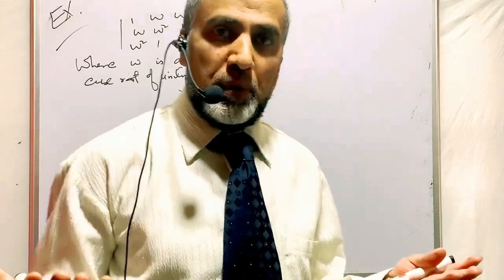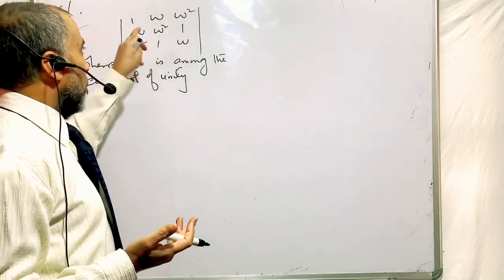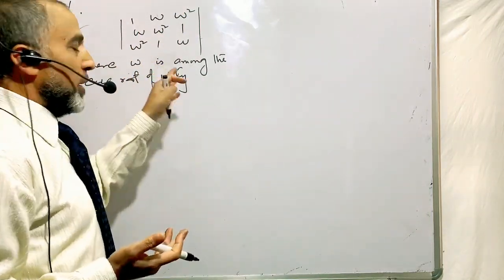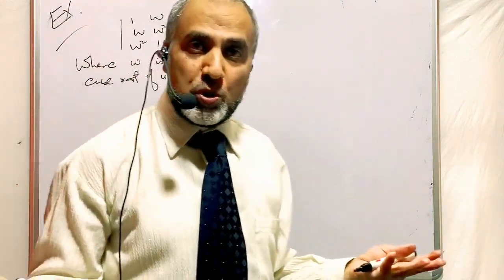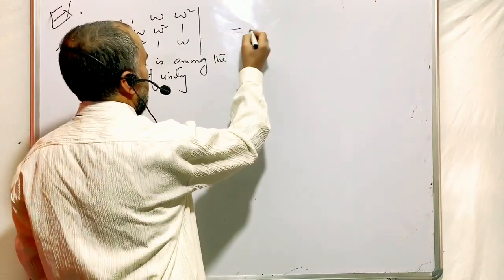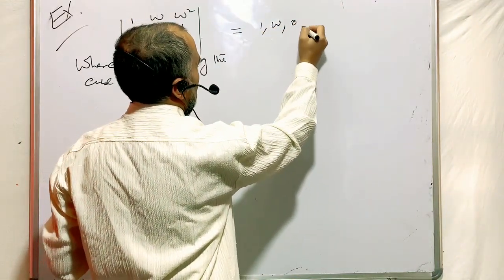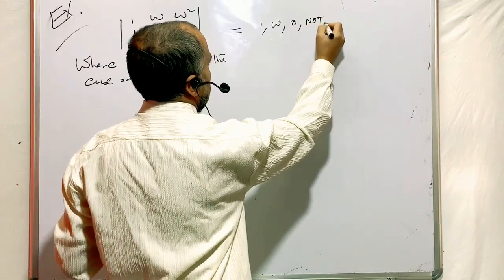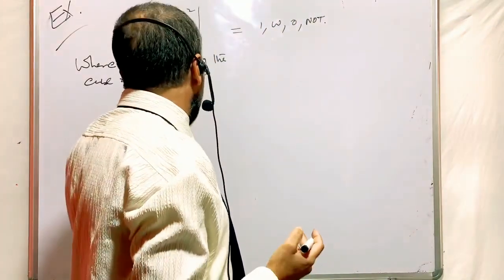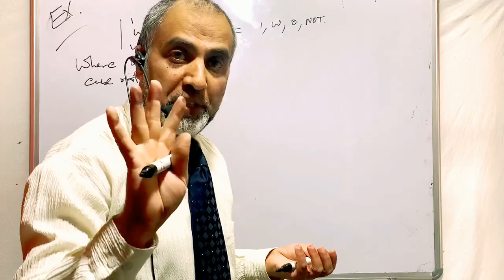We'll take an example. This is determinant 1 omega omega square, omega omega square 1, omega square 1 and omega, where omega is among the cube roots of unity. We can solve this. Iske options jo diye hai, that is 1, omega, 0 and none of these. Dekho hum kaise karenge. ये लिखा है कि ओमेगा इज अमंग द क्यूब रूट्स ऑफ यूनिटी. We can discuss this in just 10 seconds.